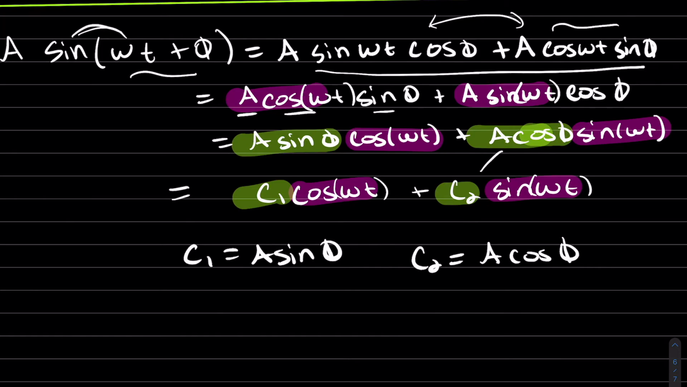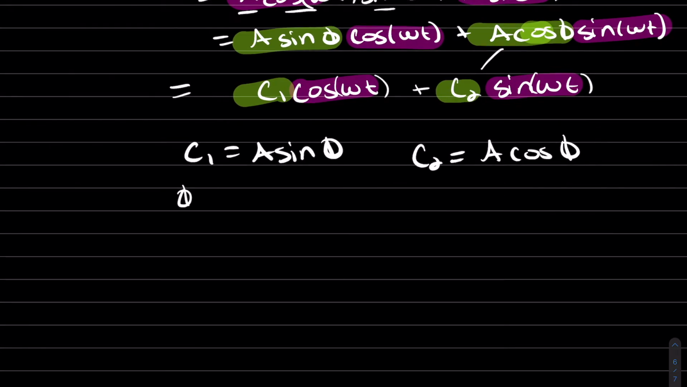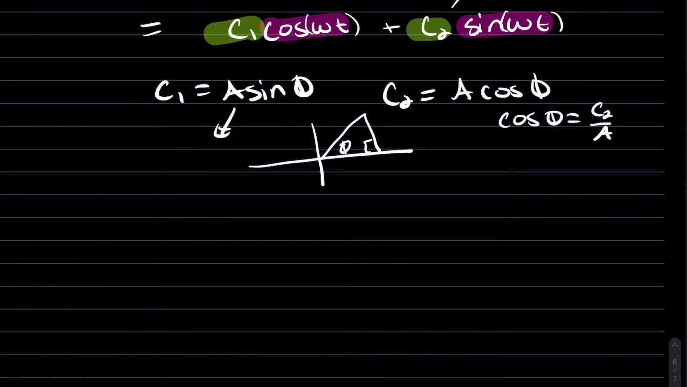Okay? Now, I'm just going to draw this picture in quadrant 1, but remember, phi does not have to be less than 90 or less than pi over 2. But let's just draw this here. We draw phi. We basically have cosine of phi equals C2 over A. We have it as a ratio. This one, sine of phi equals C1 over A. So A is my hypotenuse. C1 is there, C2 is there, and those are our formulas actually.